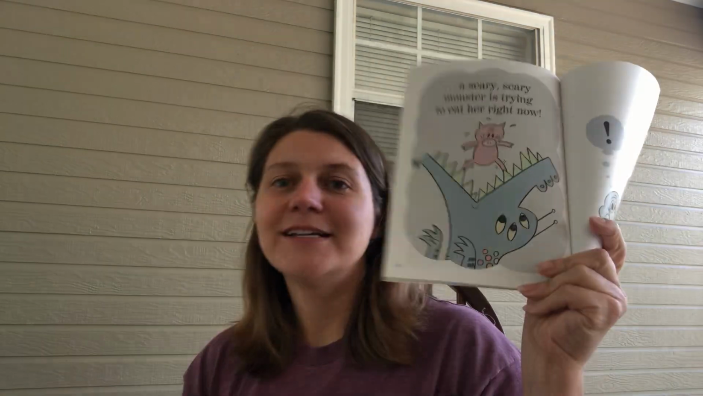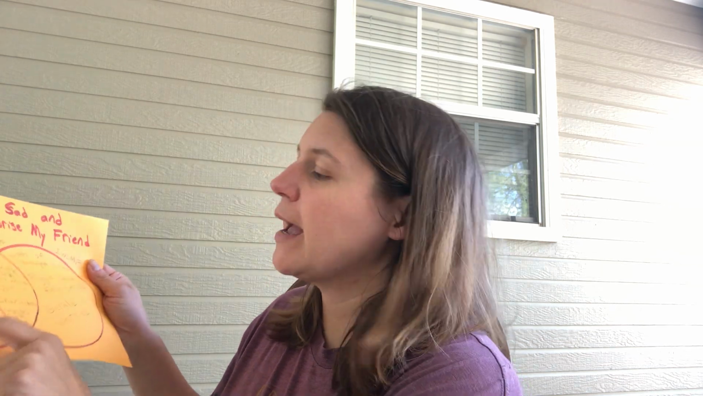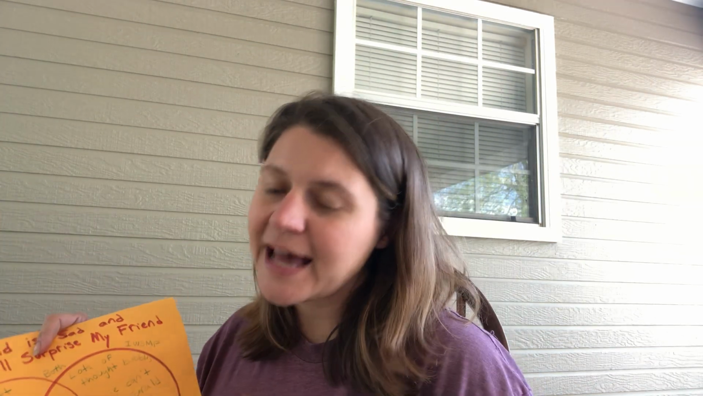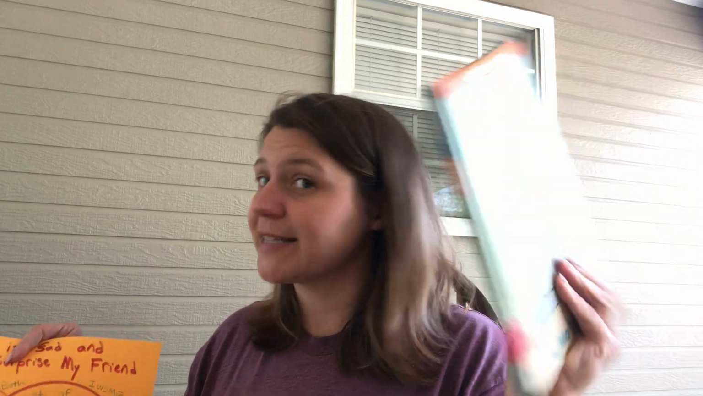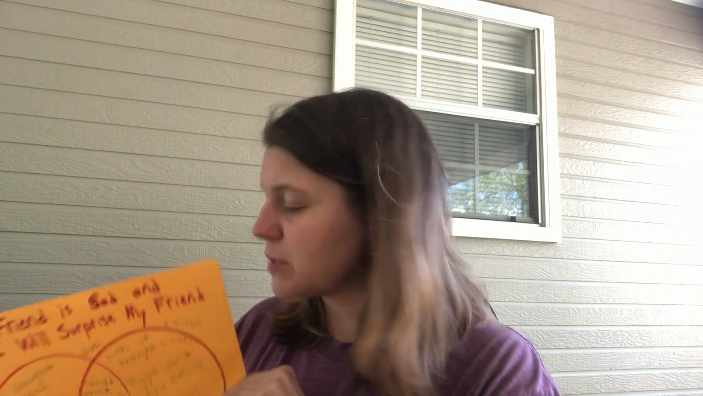Let's see if I can find an example real quick. Terrible things. All right. No thought bubble. Okay. And in My Friend is Sad, Piggy knows where Gerald is the entire time. Okay? But in I Will Surprise My Friend, Piggy doesn't know where Gerald is either. So they are both very confused in that story.